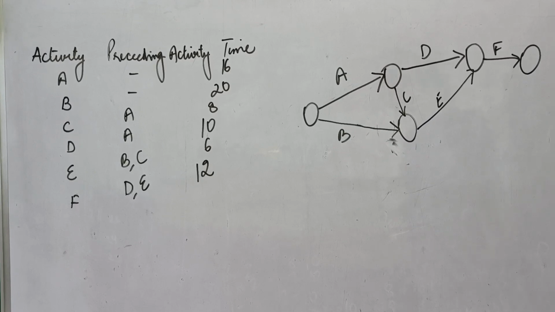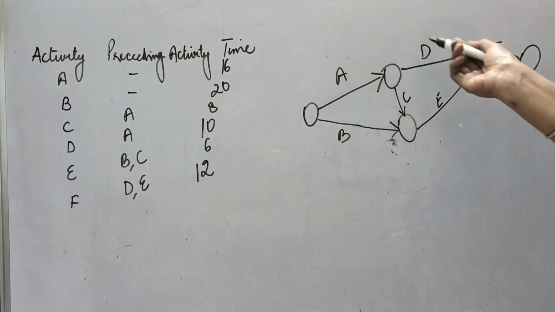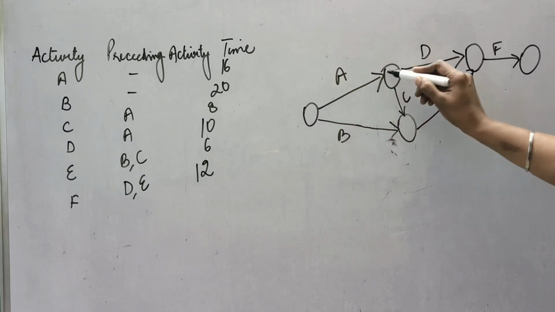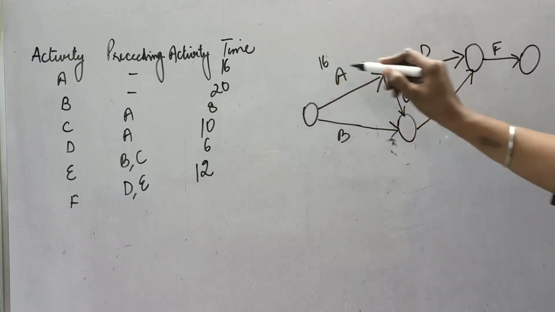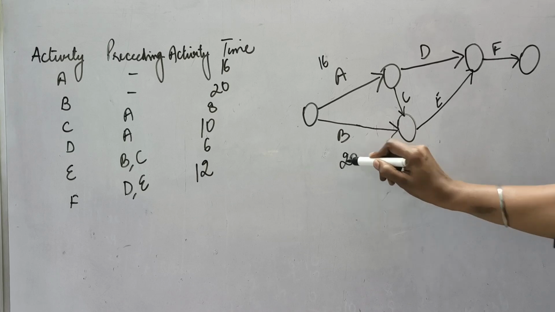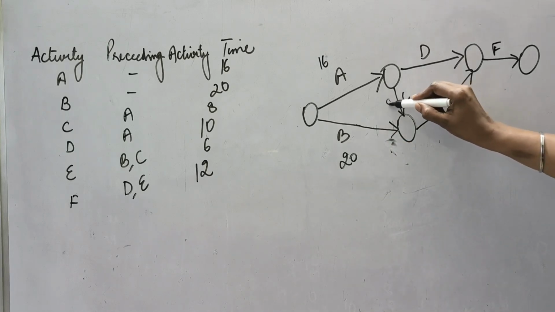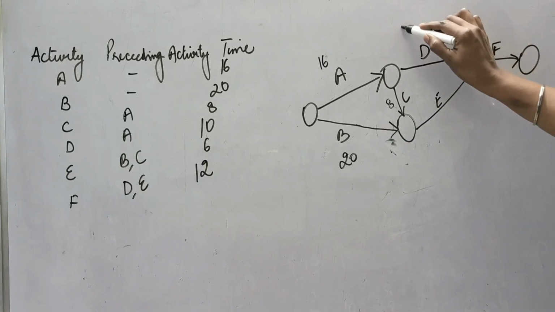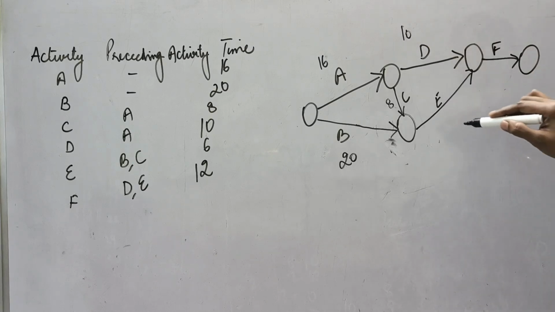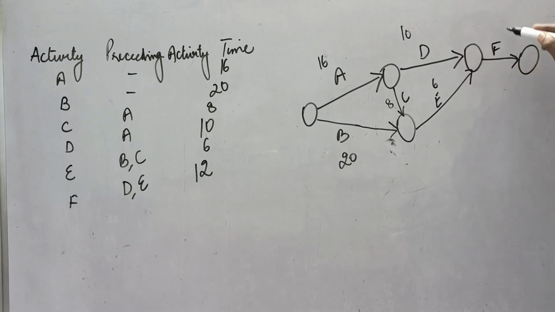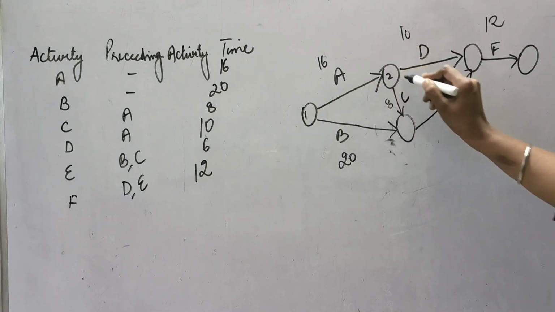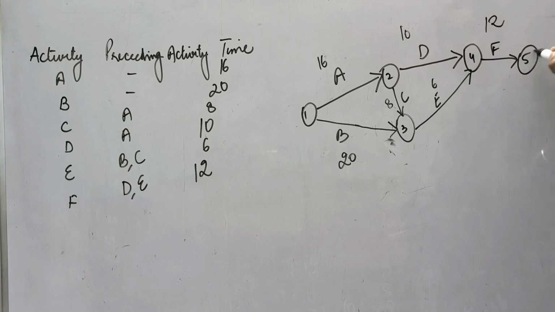Now what next you have to do is give them the names, and the time also has to be allotted. For A activity 16 hours are required. For B activity 20 hours are required. For C activity 8 hours are required. For D 10 hours are required. For E 6 hours or days are required, and for F 12 are required. So this is the question given to you. Now we will name the events as 1, 2, 3, 4, 5 in the sequential order.